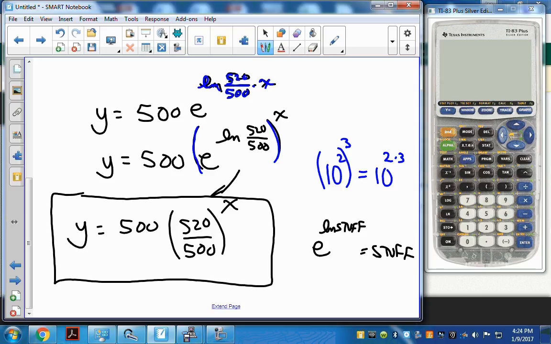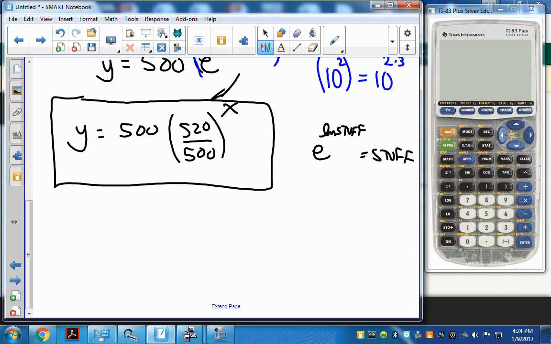A couple of cautions here. You cannot cancel, so don't try canceling the 500s. That would be wrong. Remember, exponentiation always happens before multiplication, so you have to carry out the exponentiation first.